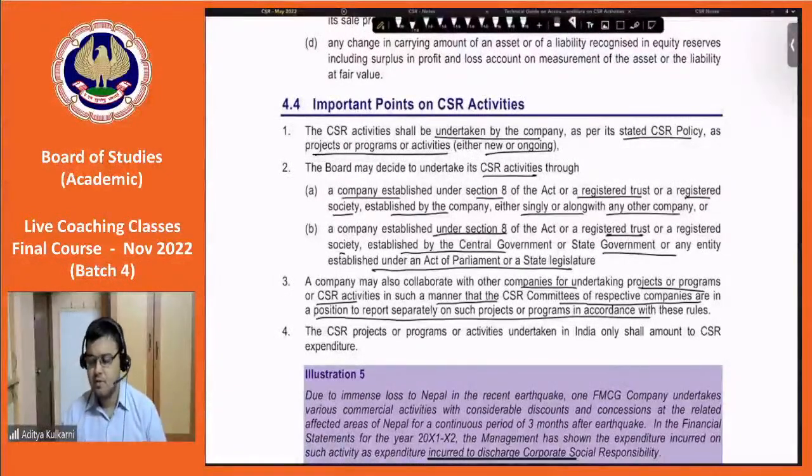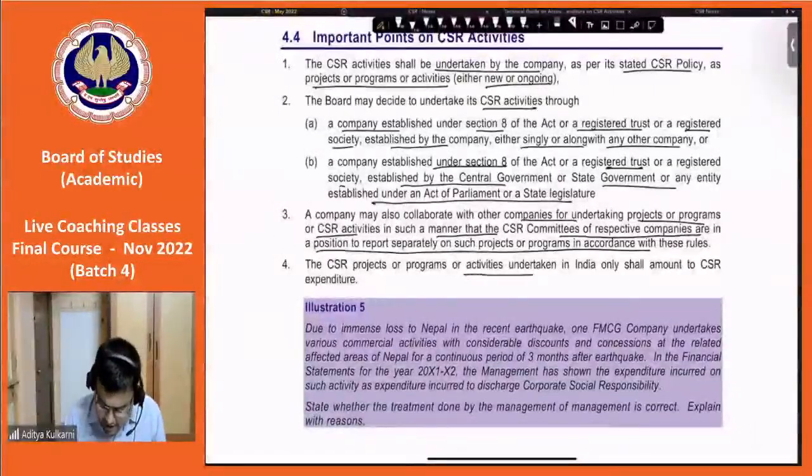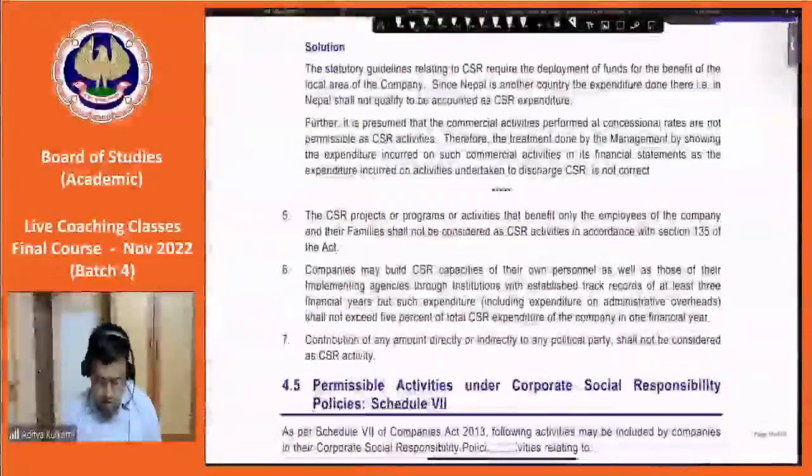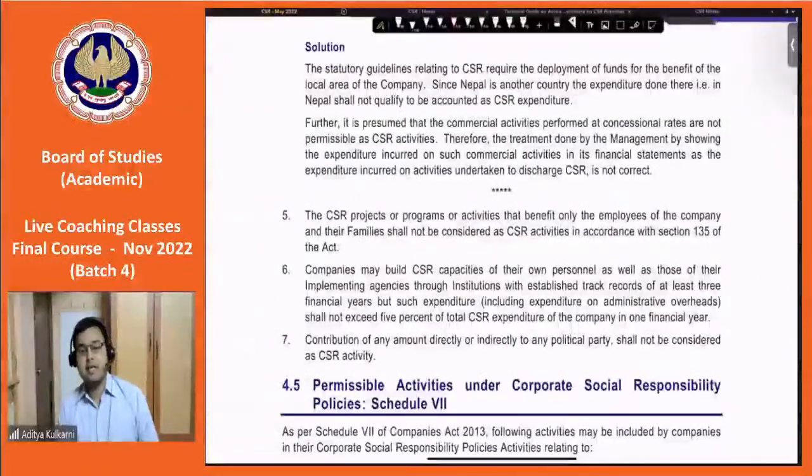Okay. So that takes care of the important points, and activities should be undertaken only in India. Activities should be undertaken only in India. Whatever good you may be doing outside, we are not concerned. CSR is going to happen only in India, nowhere else. All right. Now what did companies start to do?